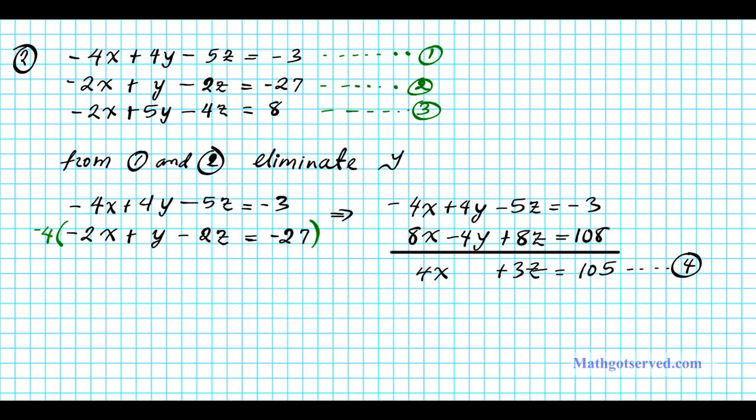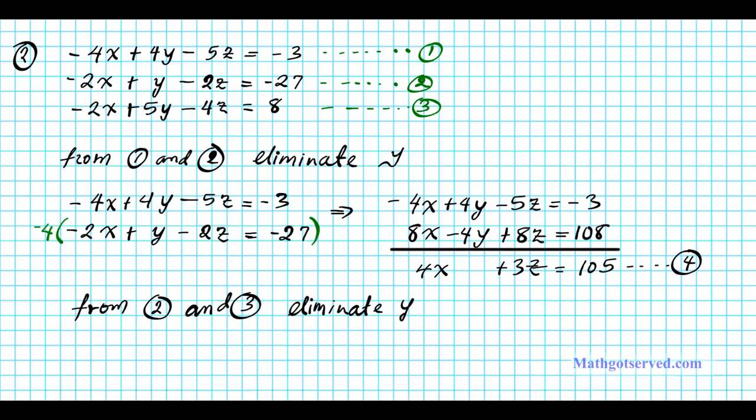All right, we're still on our quest to eliminate y and have a 2 by 2 system with just x and z. So what we're going to do now is shift our attention to equations 2 and 3, combine them together and eliminate y again. Okay, so let's write down what we're going to do. From 2 and 3, we're going to eliminate y again. All right, so let's go ahead and set it up.